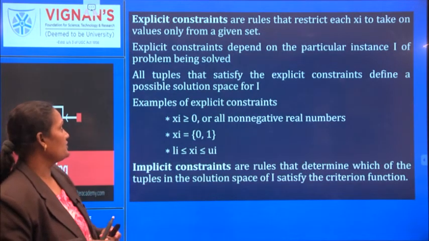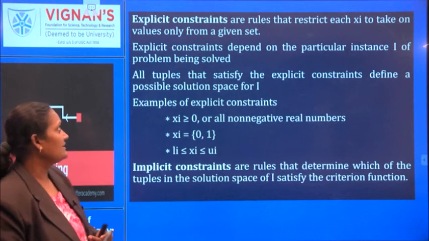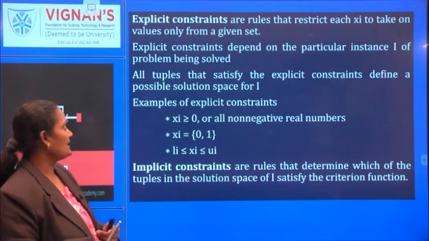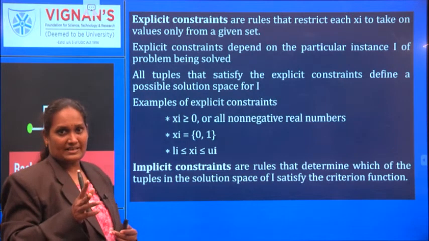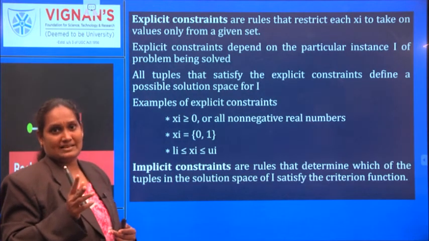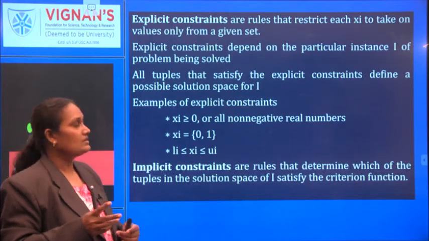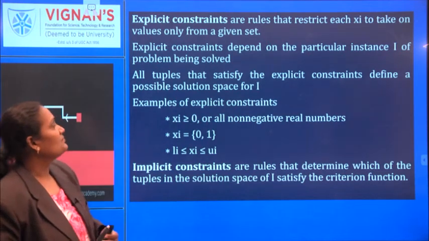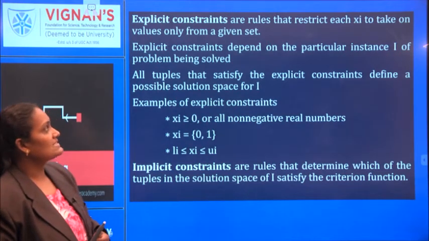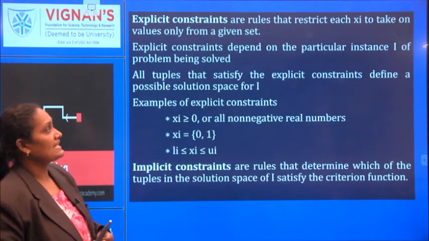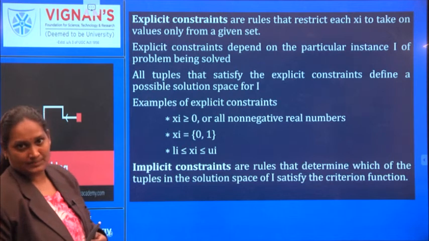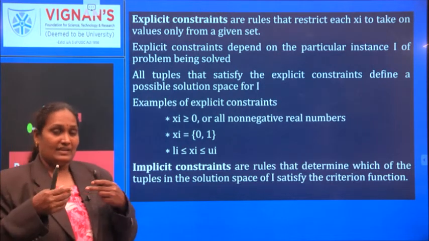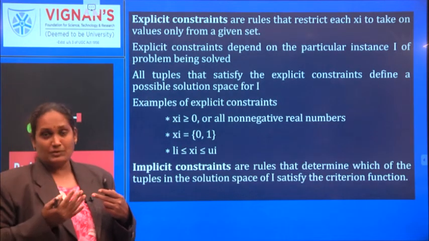Now, we are going to see two more basic concepts related to backtracking. Those are nothing but constraints. Here we have mainly two types of constraints: implicit constraints and explicit constraints. What about explicit constraints? Explicit constraints are rules that restrict each xi to take on values only from a given set. Okay, at every stage we are taking the input values.